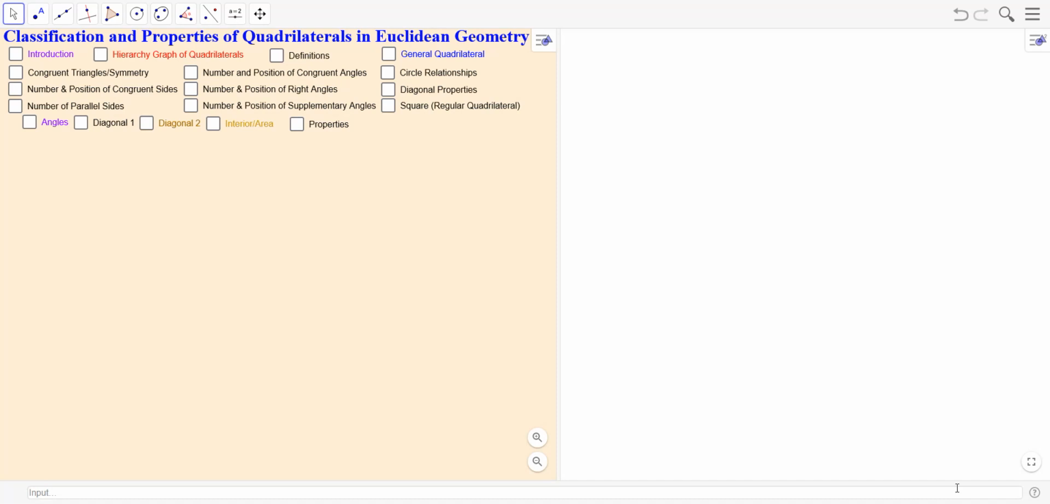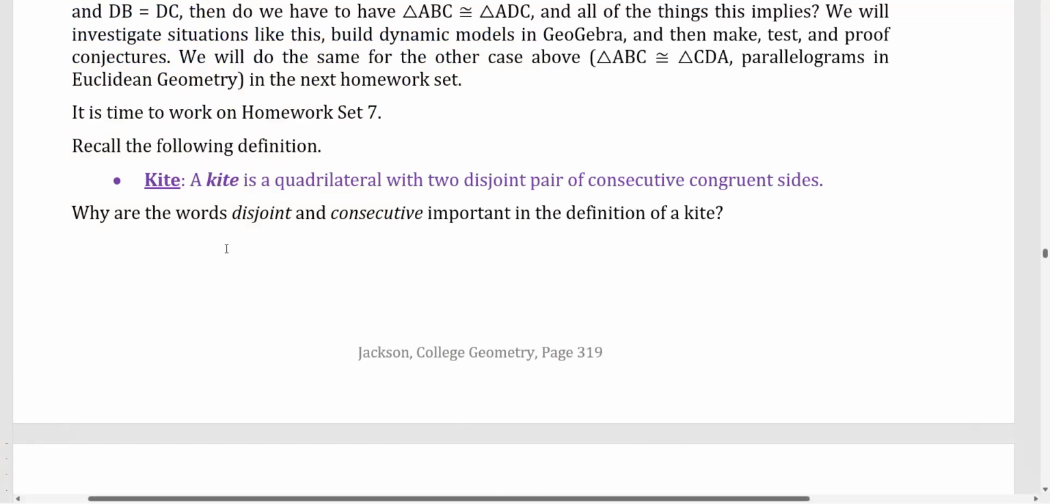In this video, we're going to talk a little bit about kites. So let's start with this and look at the definition. Here's the definition. A kite is a quadrilateral with two disjoint pair of consecutive congruent sides.